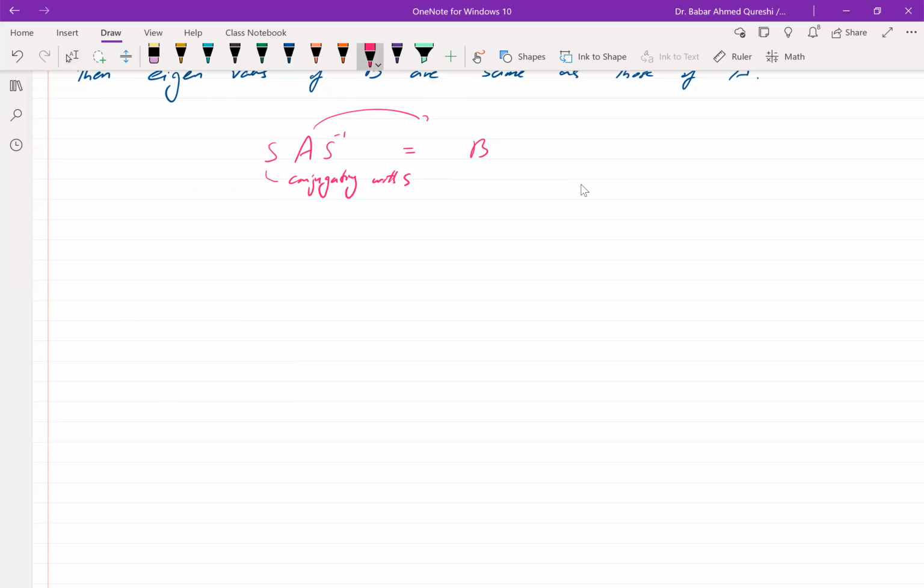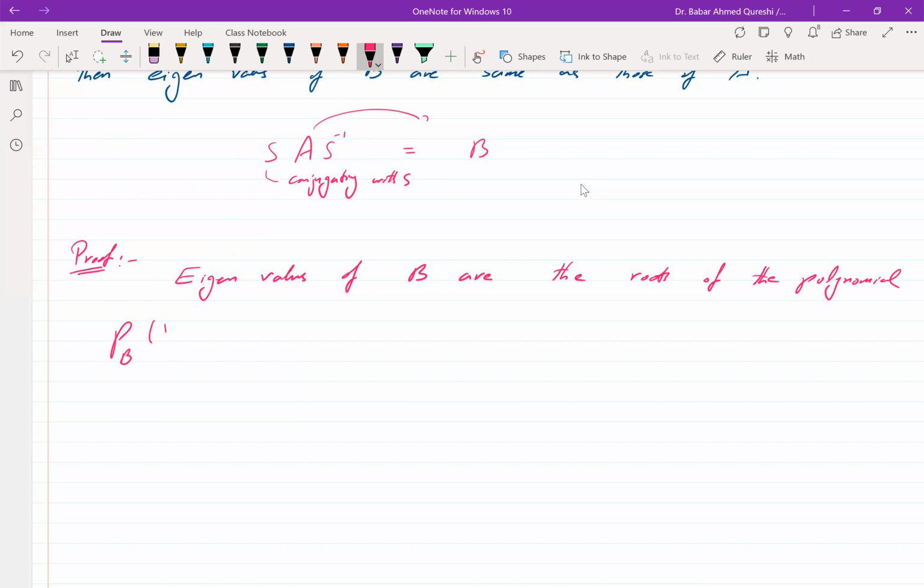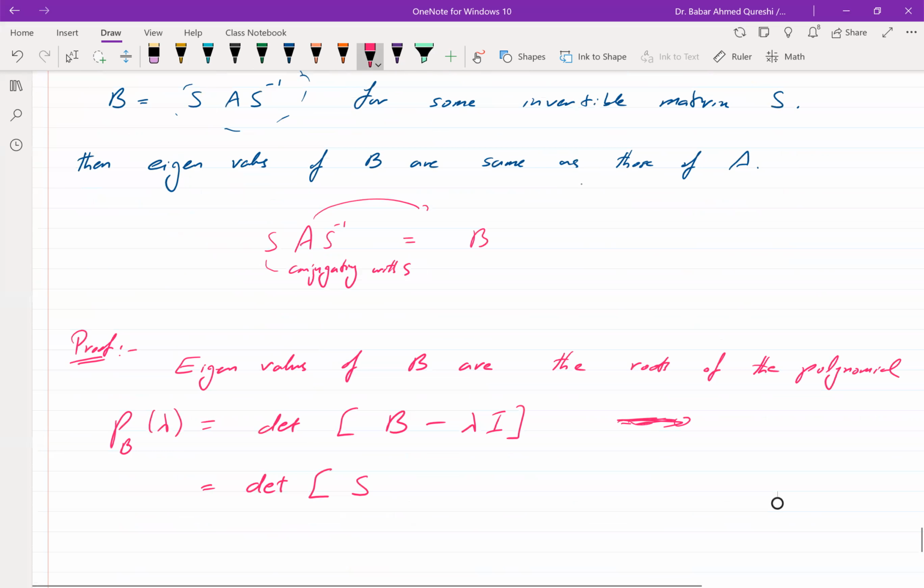How do you prove it? How do you find the eigenvalues of B? Eigenvalues of B are the roots of the polynomial which you construct using the B matrix, which is the determinant of B minus lambda I, and you have to put it equal to 0. In other words, the eigenvalues are the roots of this polynomial. But B is S A S inverse.